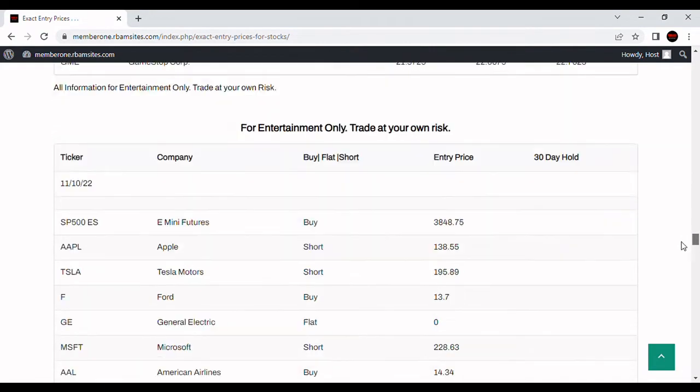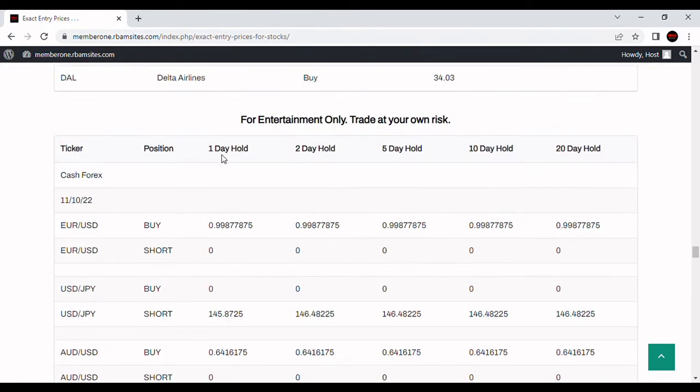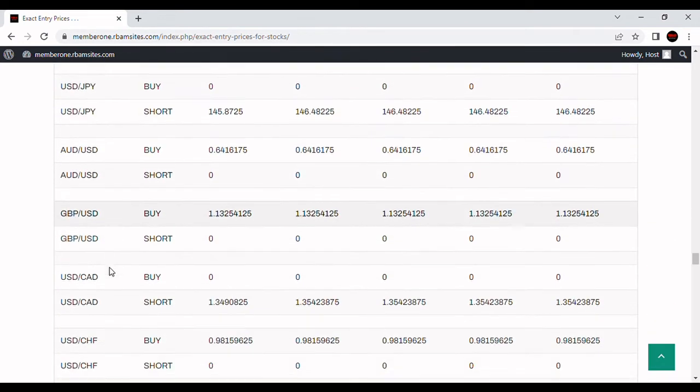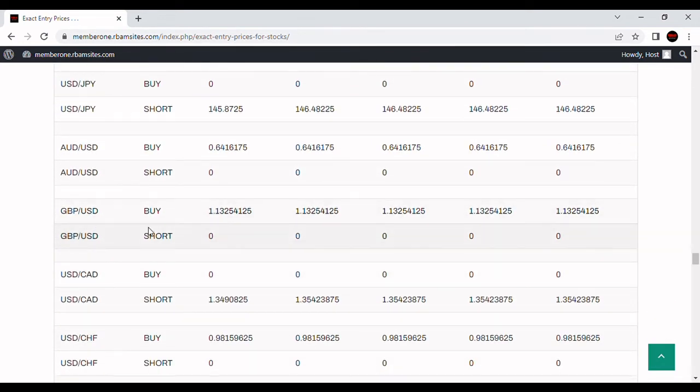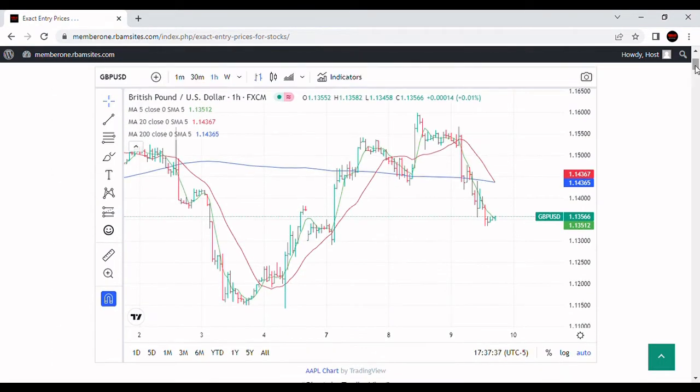Let's take a look and see what RBAM Research says about it. We've got algorithmically generated entry prices out early today for the 10th, which is tomorrow, for 1, 2, 5, 10, and 20-day holding periods, GBP versus USD. And we've got buys across the board at 1.132 for 1 day, all the way across the board, 1.1325. That's consistent with my analysis that it's probably going to come down a little bit, rally up a little bit, and then fall back down.